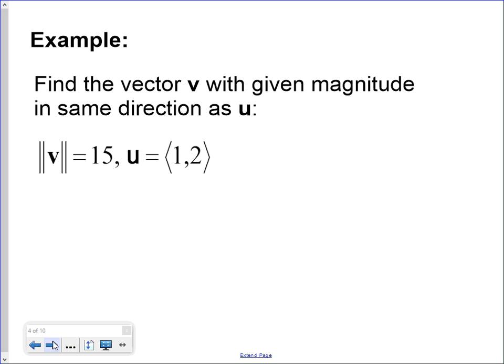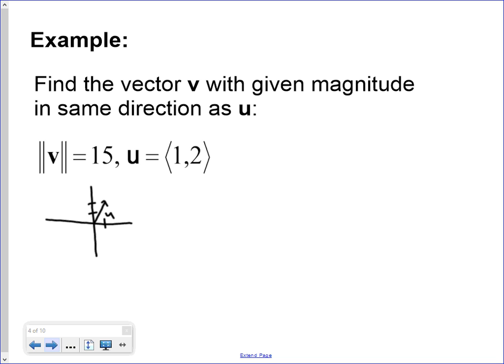So initially when I read that, I'm like, that doesn't really help me out. What I would maybe start with is visualizing vector u. So for me to visualize, I'm going to go ahead and draw a quick sketch of u. u has a horizontal component of 1 and a vertical component of 2. So there's my vector u. I want a vector that goes in the same direction, so it's going to start at the origin and it's going to follow vector u.